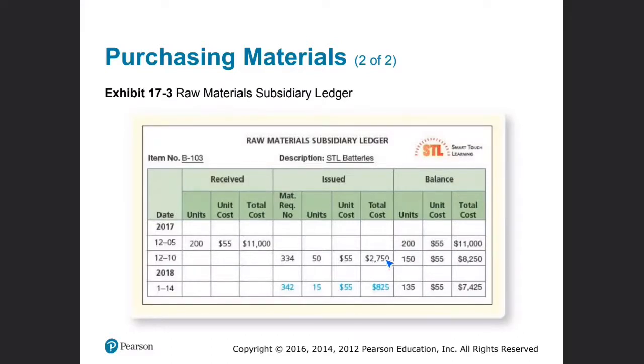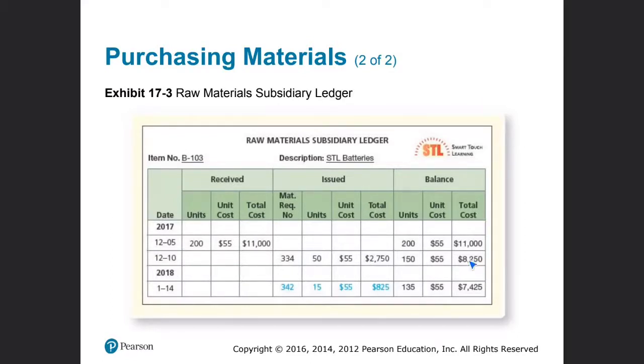And then we have a new balance. For our new balance, we have to take out the 50 units because in our inventory account, for our raw materials, we had 200 units, but then we issued 50 of them. So now we have 150 units. Record them at the same unit cost.